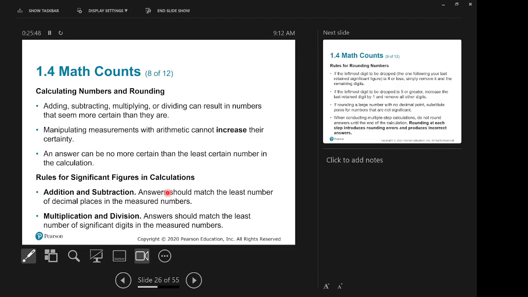Okay, so let's talk about using these in calculations, all right? So if we add, subtract, multiply, or divide, these can result in numbers that are more certain than they are or less certain than they are. Manipulating measurements with arithmetic cannot increase the certainty. So you can't become more certain in a number just because you did arithmetic, okay?